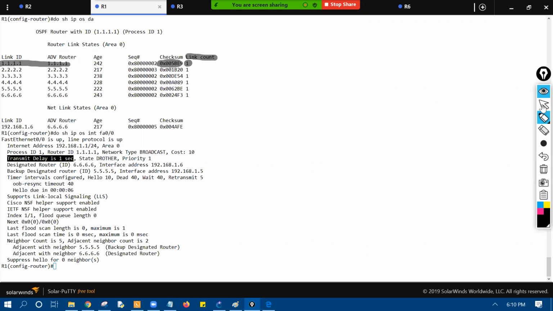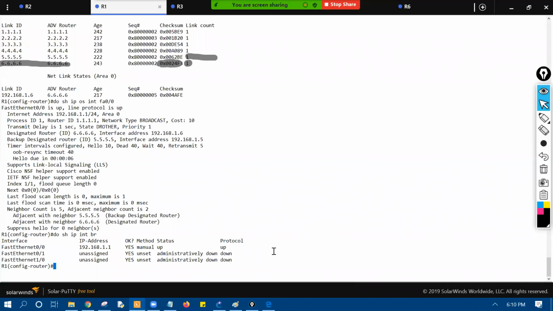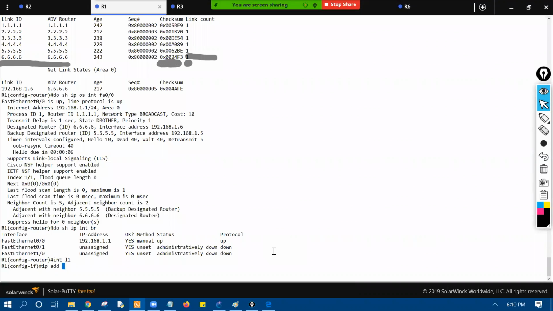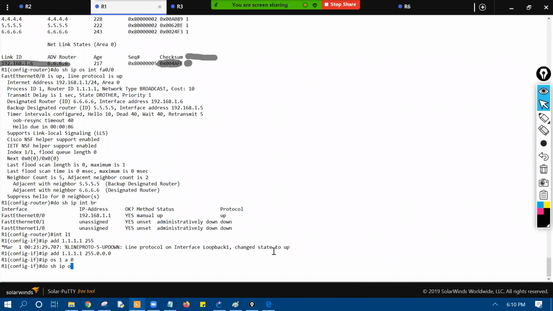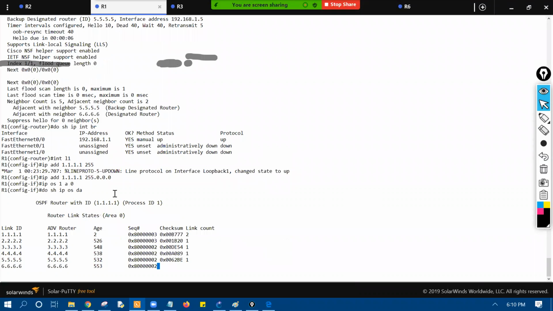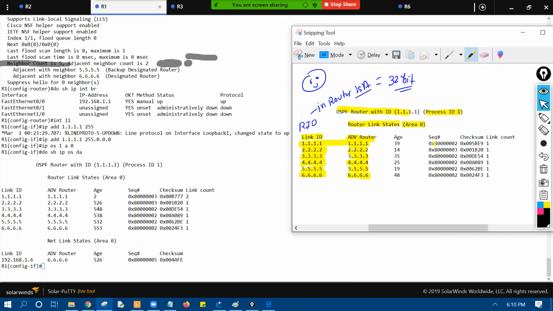So right now, if you see on R1, a single link, right? Let's do one thing. Interface loopback number one, IP address, IP host of 180. Done. Do show IP host of database. What happened? Previously, the sequence number was 8002. Now, at the same time, what happened? The age will be reset, and the link count will be incremented.